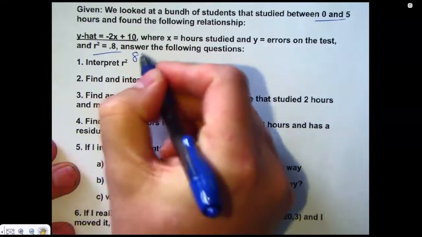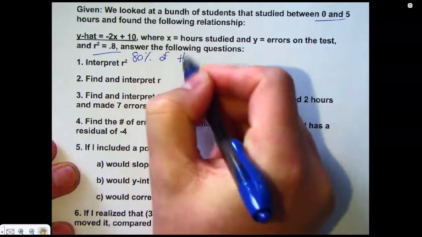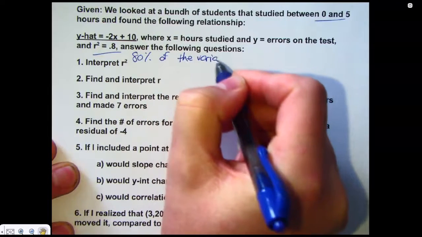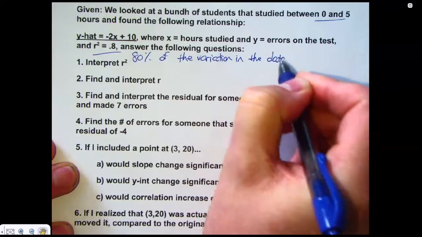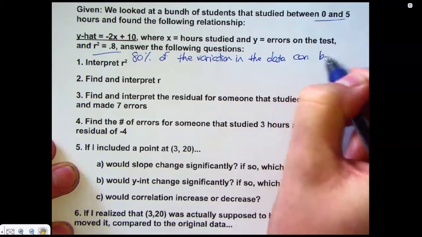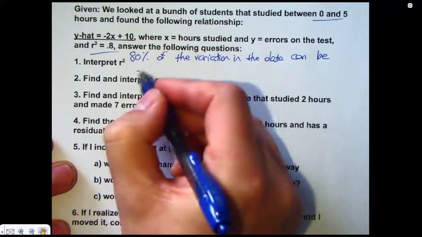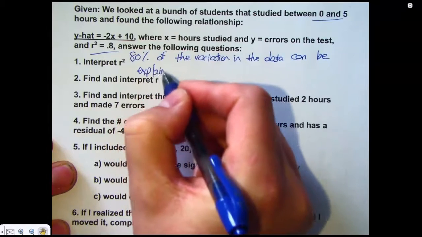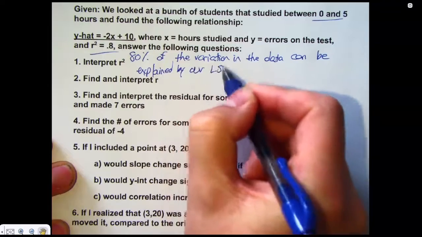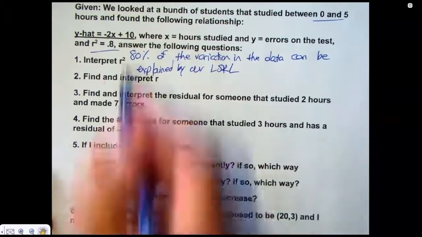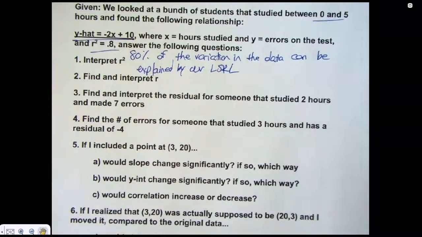So that's 80% of the variation in the data, and it's almost always a multiple choice, so you usually can just recognize the phrasing. You sometimes don't even have to memorize it. It can be explained by the least squared regression line. So remember, this is called the least squared regression line.